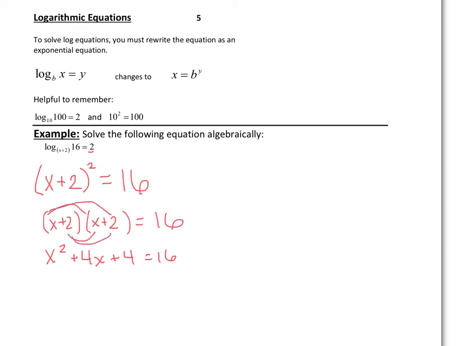So since it's a quadratic, I want to set it equal to 0, so I'm going to subtract 16 on both sides. So I get x squared plus 4x minus 12 equals 0.